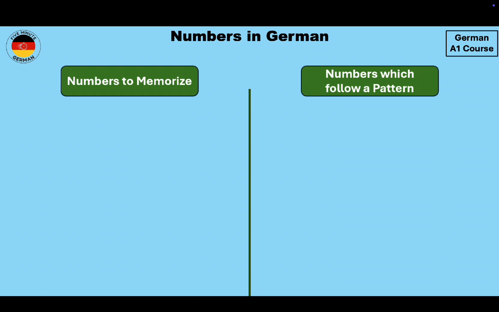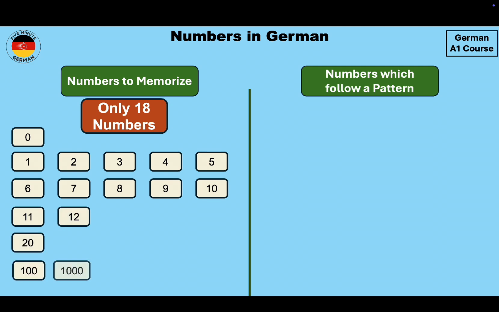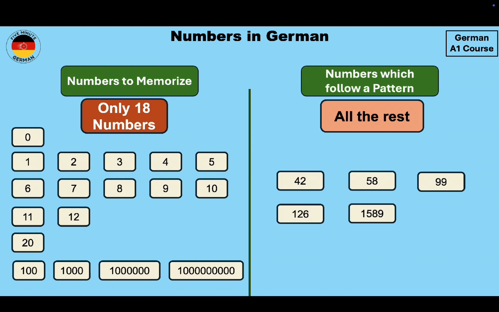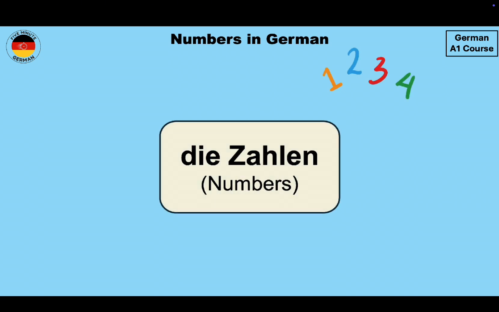And the good news is that you only have to memorize 18 numbers, and these are the ones that you see on the screen right now. And all the rest of the numbers follow a pattern. For example, the numbers that you see over here, 42, 58, 99, 126 and so on. So once you have memorized the 18 numbers on the left side, then you can make any number that you want by simply following a pattern. And I will explain to you in detail how you form these patterns so that you don't have any problem with numbers in German.